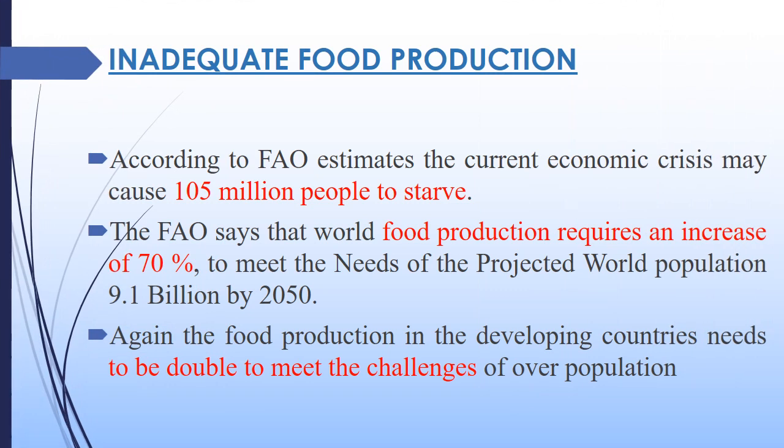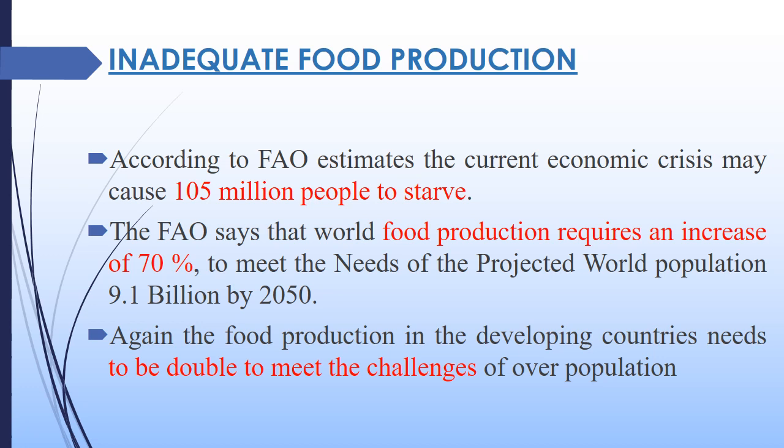Then the next is inadequate food production. According to FAO, the Food and Agriculture Organization, the current economic crisis may cause 105 million people to starve. So due to the poor economic status, there may be a chance for 105 million people to starve. They will not get any kind of food. So that is about the statement of FAO.